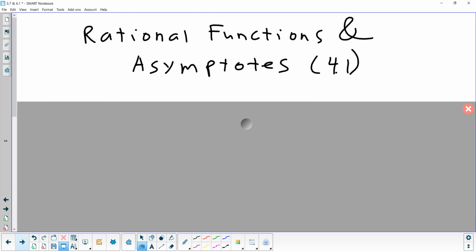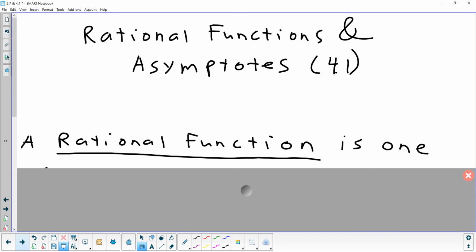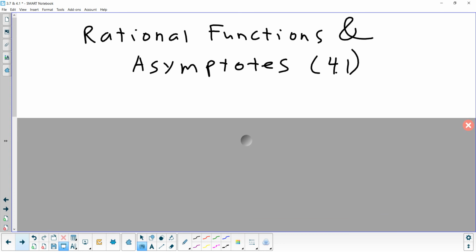So, last thing we'll look at is 4.1. So we'll do this today, and then 4.2, we're going to split that up into 2 days. So what we're looking at in 4.1 is what are called rational functions.